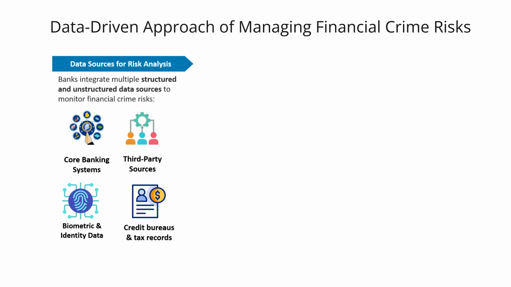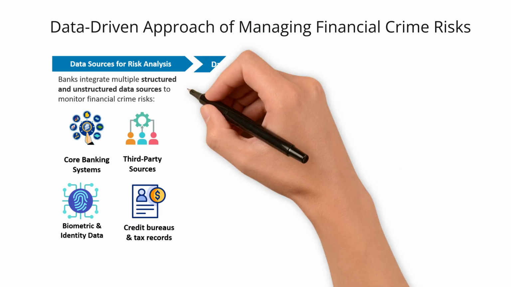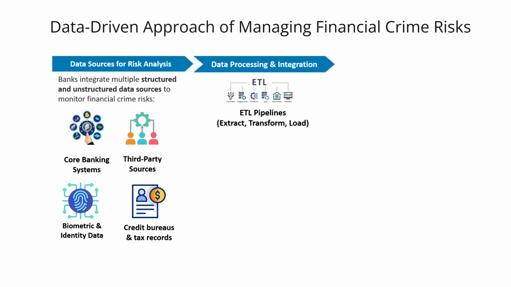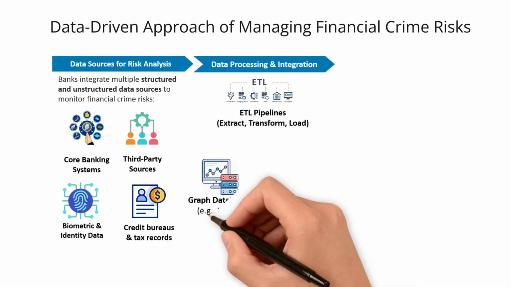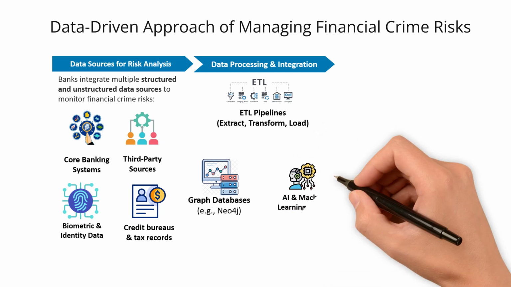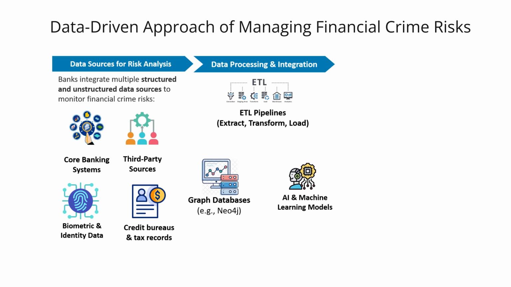Afterwards, in the data processing and integration step, as we also heard, ETL pipelines are used to clean and integrate data from multiple sources. Graph databases, for example, Neo4j, map relationships between accounts to detect fraud rings. AI and machine learning models are used to predict fraud patterns in real time. What are these real-time detection mechanisms?